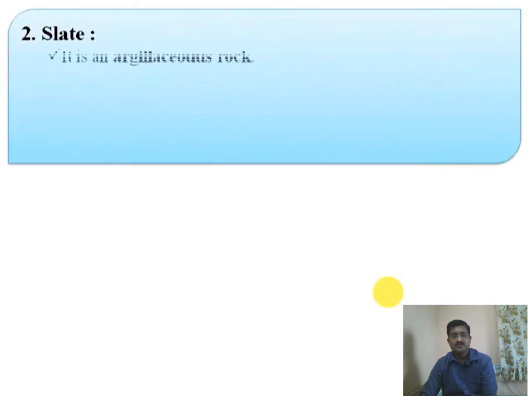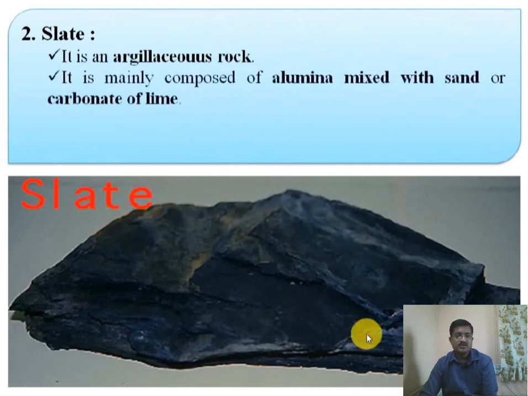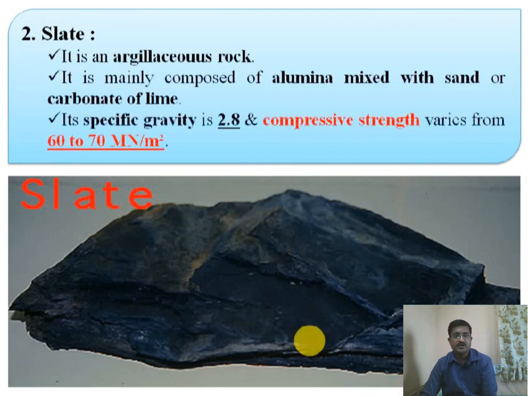The next example is slate. It is an argillaceous rock. From the image it is very clear. It is mainly composed of alumina mixed with sand and carbonate lime. Its specific gravity is 2.8. Compressive strength varies from 60 to 70 meganewton per meter square.